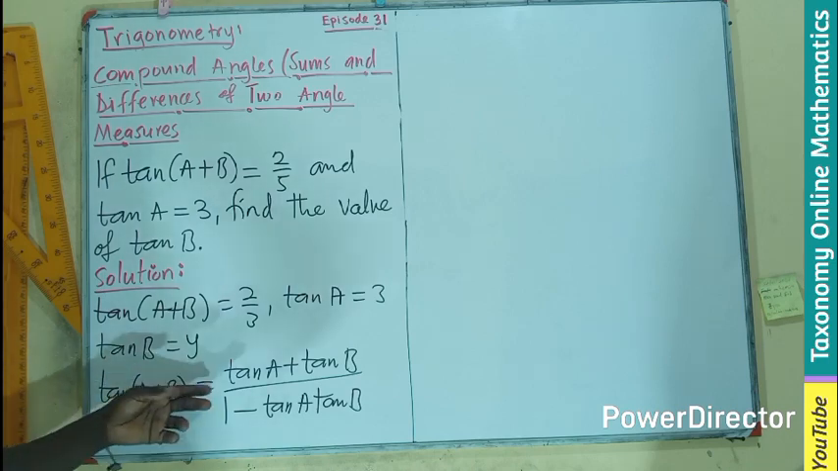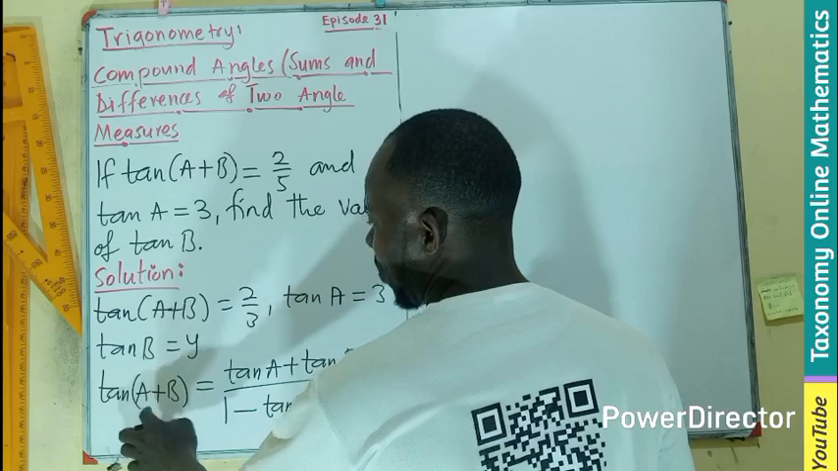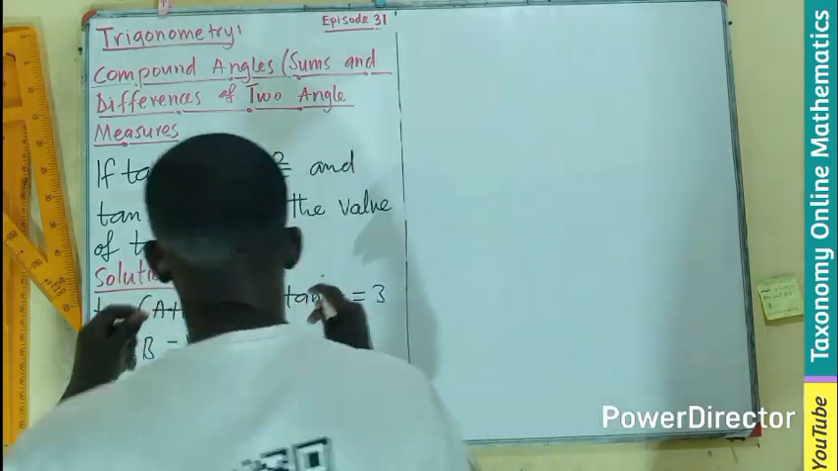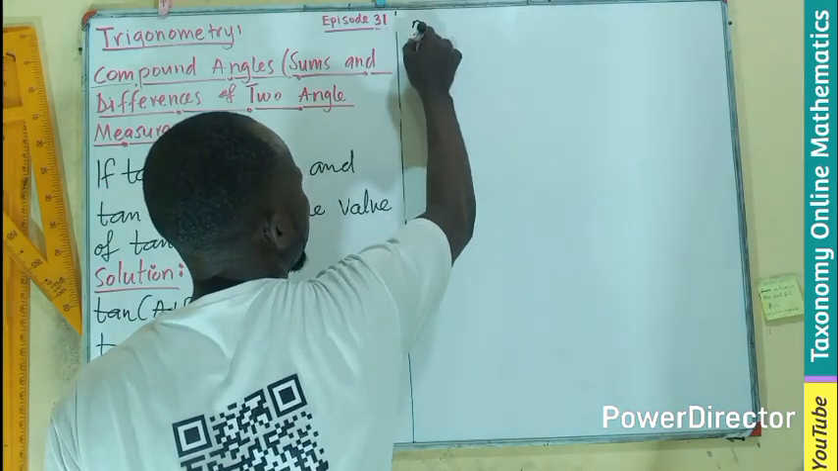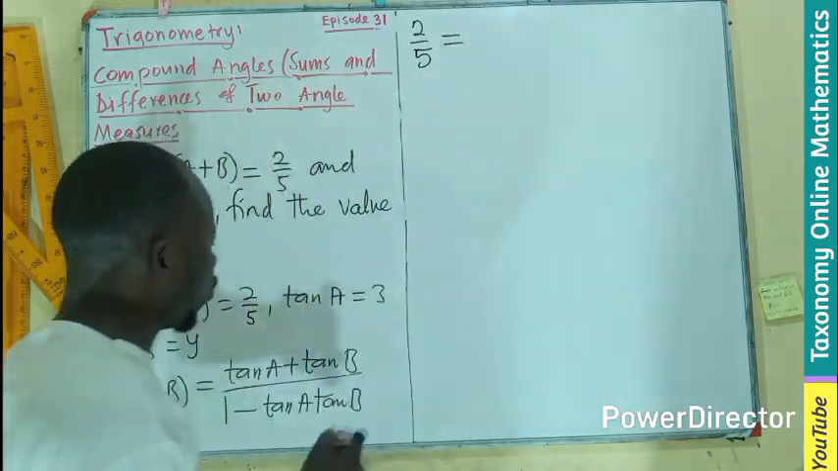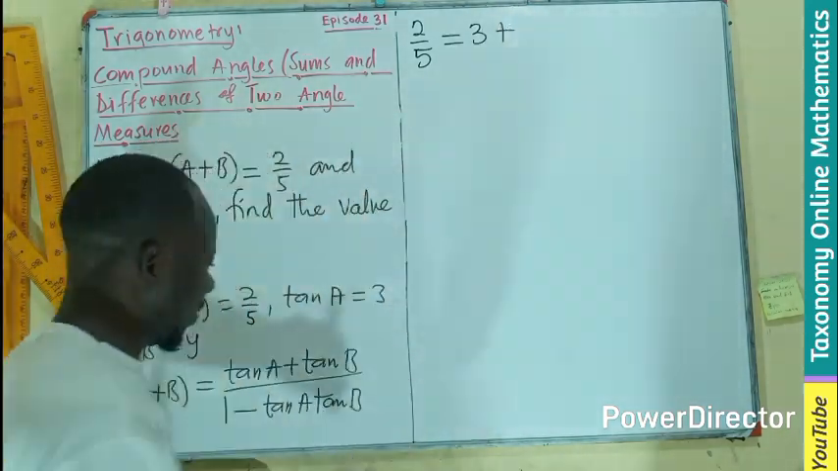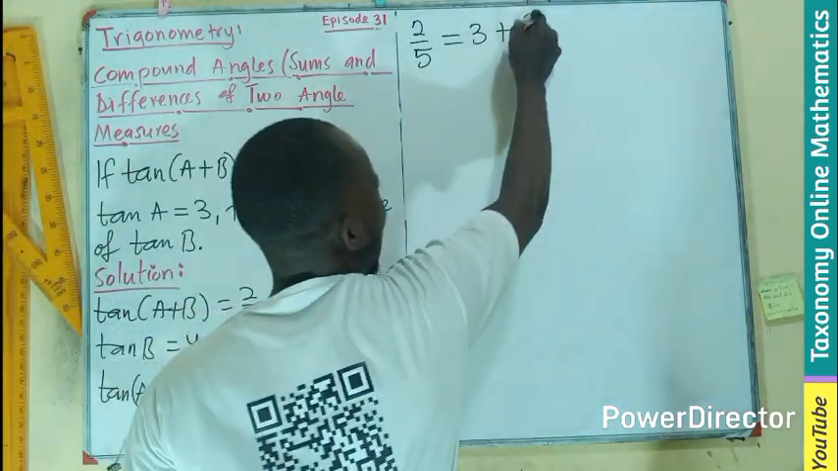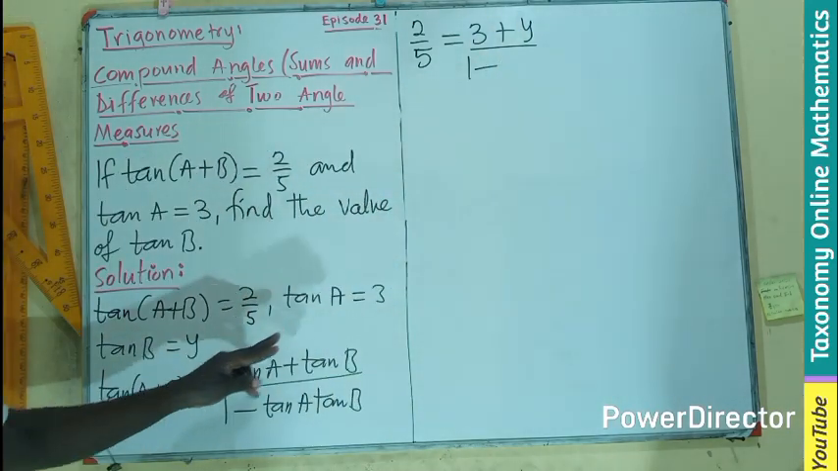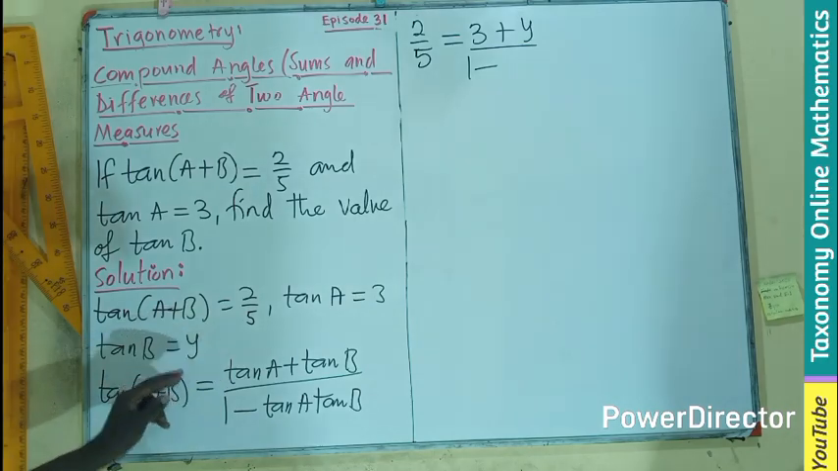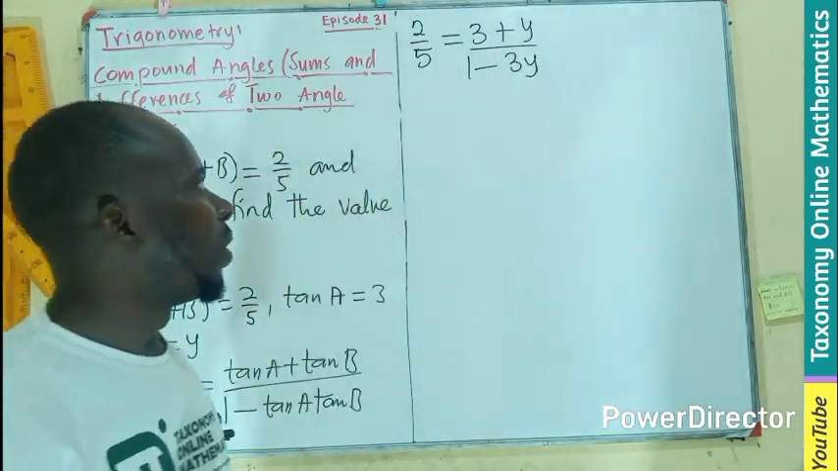So now we do substitution. Wherever I have tanA, I write 3. Wherever I have tan(A+B), I put in 2/5, not 2/3. So I have my 2/5 equals tanA, represented by 3, plus tanB, which will now be y, divided by 1 minus tanA, which is 3, times this, we have 3y. So this becomes a fraction we need to deal with.